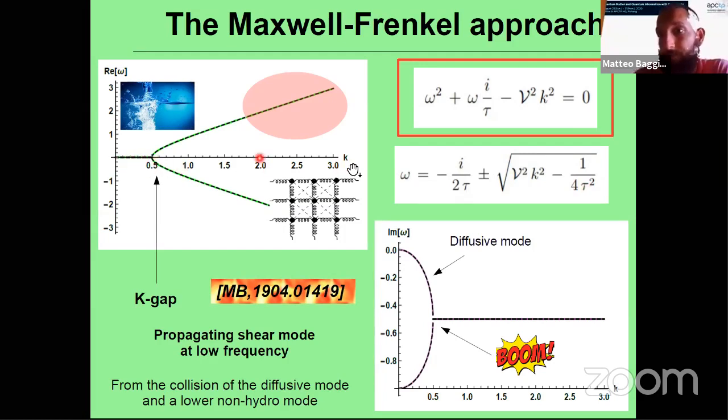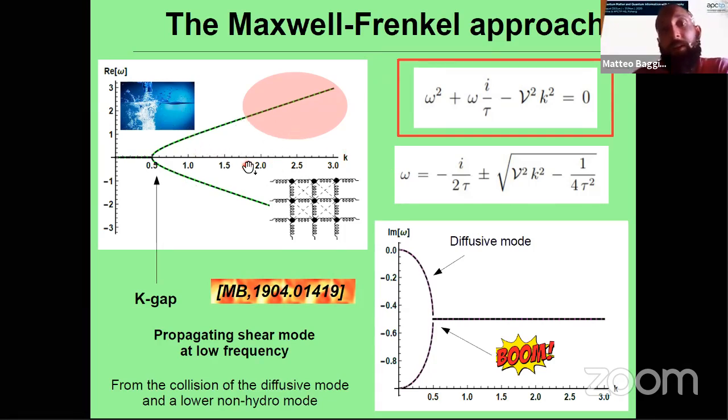There's absolutely nothing. Then at a certain momentum, this square root becomes positive and a gap appears. And you can see here, this is a propagating mode. So this point here is just called k-gap in the literature, because it's a gap in momentum, in analogy with the gap in frequency. And it's quite interesting because you can see what the physics is here.